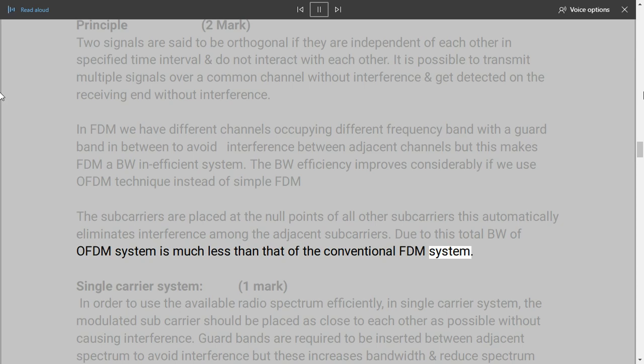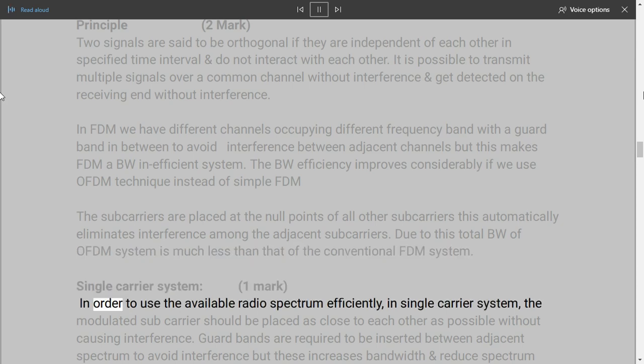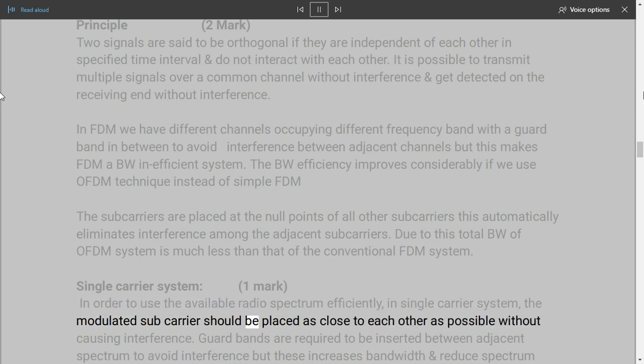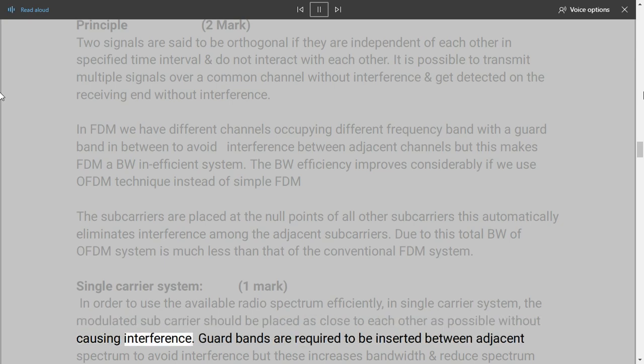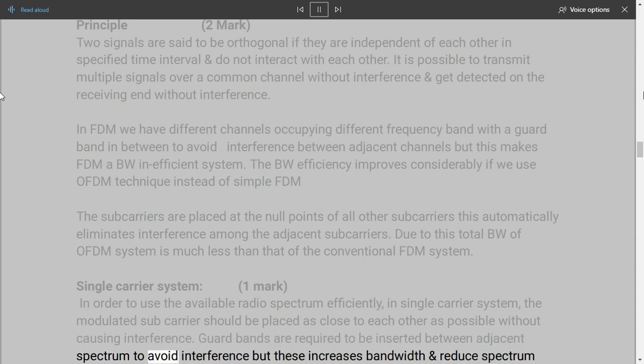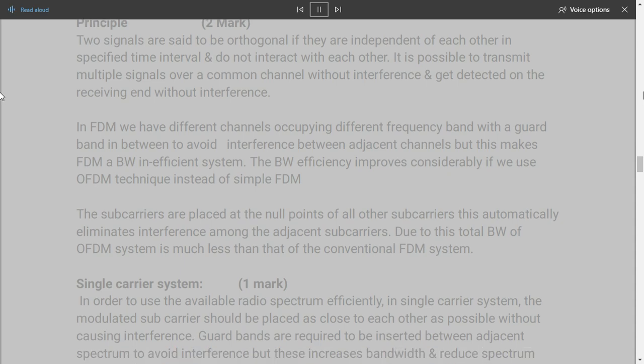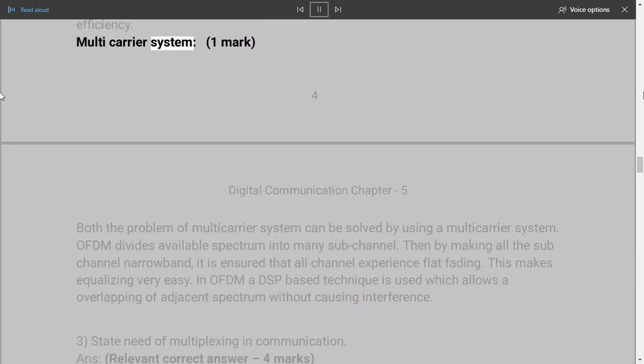Single carrier system, 1 mark. In order to use the available radio spectrum efficiently, in a single carrier system, the modulated subcarriers should be placed as close to each other as possible without causing interference. Guard bands are required to be inserted between adjacent spectra to avoid interference, but these increase bandwidth and reduce spectrum efficiency. Multi-carrier system, 1 mark.